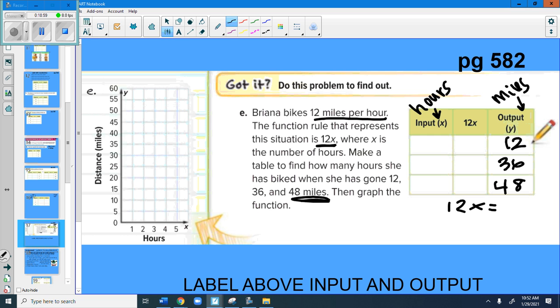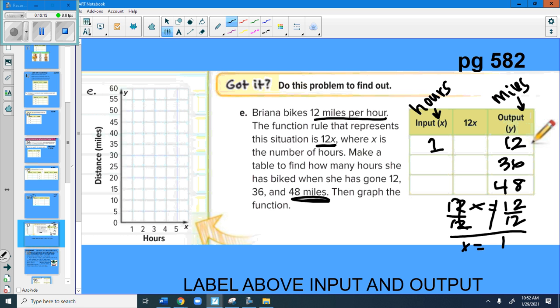So the rule, 12x equals what? What's the first one? 12. Train tracks, divide by 12, divide by 12, x equals 1. So what does that 1 mean? 1 hour and how many miles? Yep, so 12 miles in 1 hour.